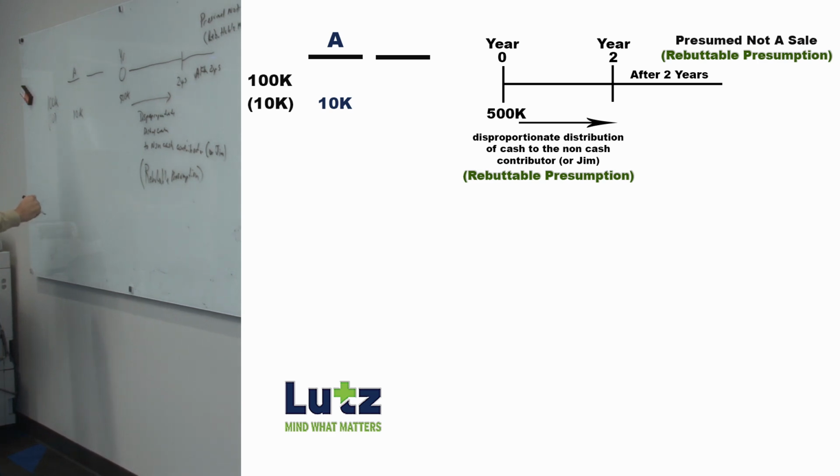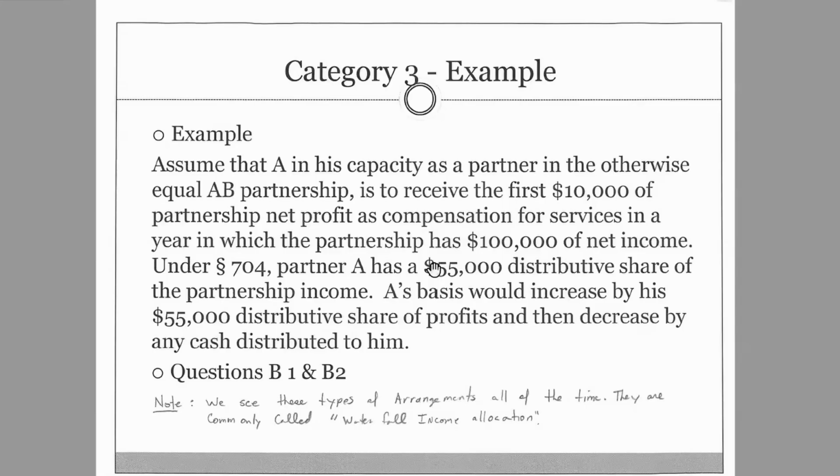Then we have a $55,000 distribution to A. Let's see. Well, assume that A, in his capacity as partner, otherwise AB, received 10,000 for services. Okay, so this is presuming that there's partner B, I think. Okay, so we have B.